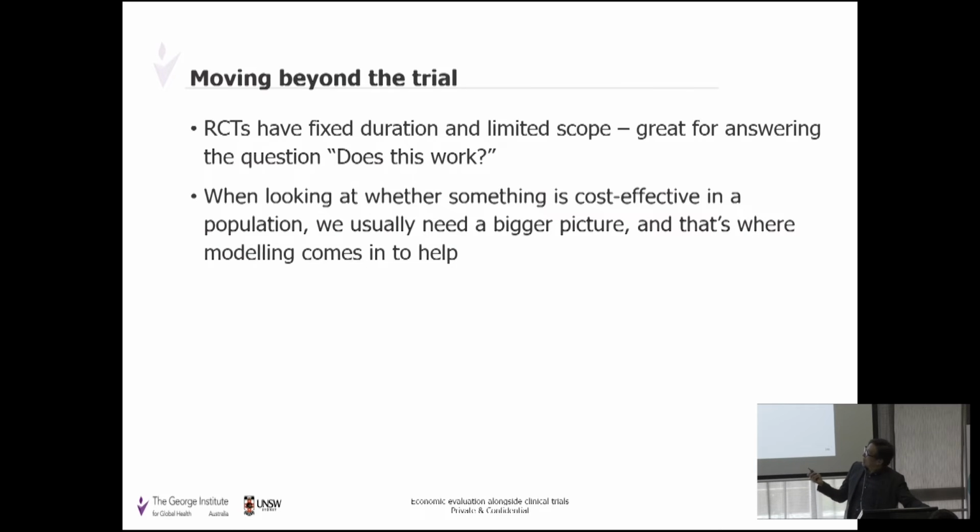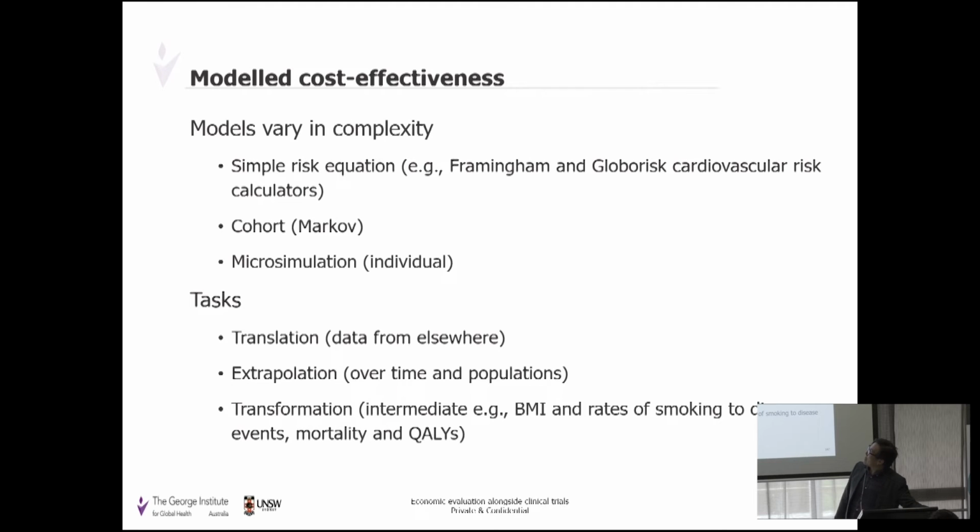So they did a modelled cost effectiveness analysis. There are different types of models available. One way of modelling improvements in cardiovascular risk factors is to simply use a risk equation. The most obvious risk equation in cardiovascular disease is the Framingham. You just plug in the changes in risk factors and that will give you a 5-year predicted improvement in risk of cardiovascular events and death.